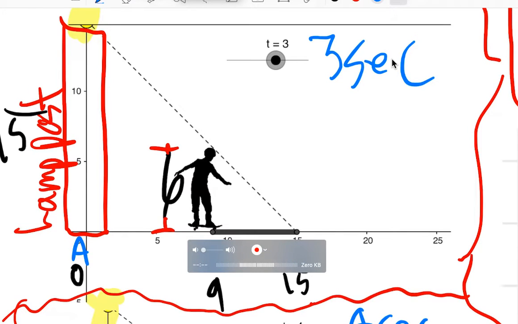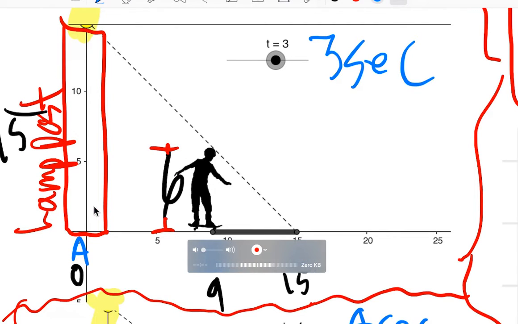So what we're going to do is take some snapshots in time of this skateboarder. What I did is I looked at that simulation and then I did basically a screen capture of it every second from 3 seconds until 5 seconds. And that's going to help us understand some things that are happening.